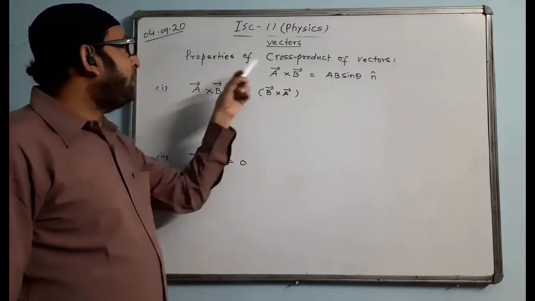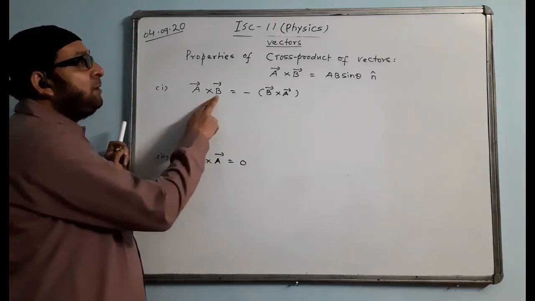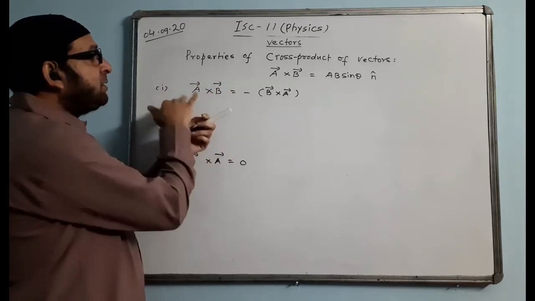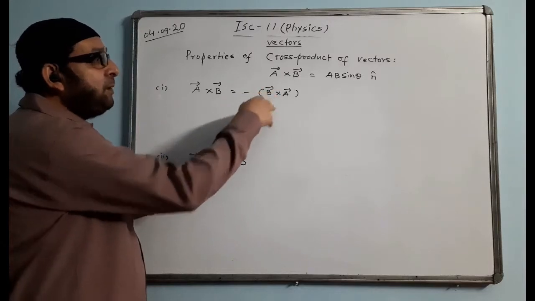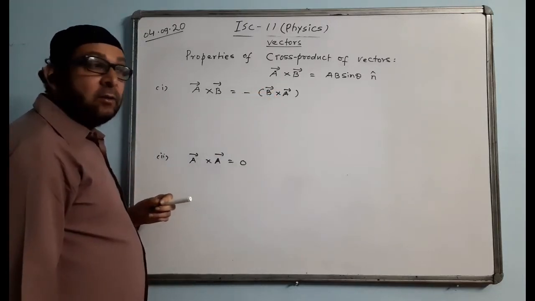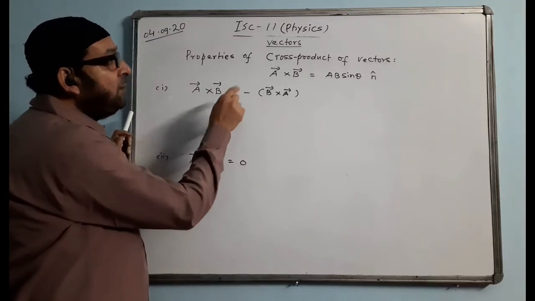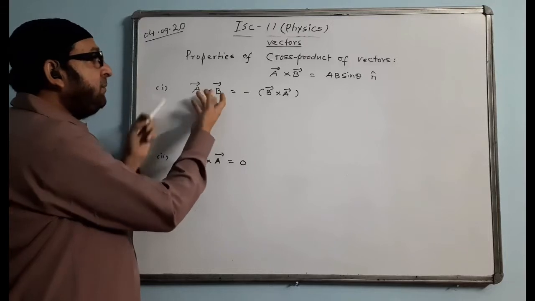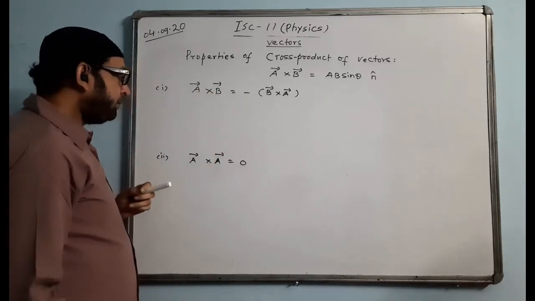Now, properties of the cross product of vectors. The first property: A cross B will be equal to minus B cross A. When you reverse the order, you have to give a minus sign. This is not like the scalar product. In the scalar product, A dot B will be equal to B dot A. We can change the order without a minus sign. But here, when we reverse the order, we have to give a minus sign.